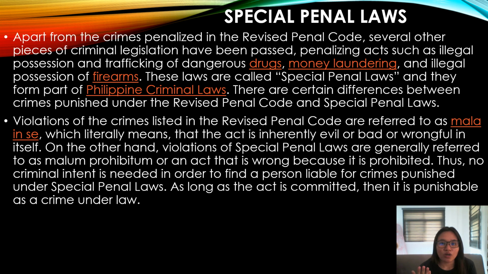So, for crimes punished under special laws, as long as the act is committed, then it is punishable as a crime under law. Ayan po yung pagkakaiba ng Revised Penal Code na tinatawag natin and the so-called special penal laws. Mala in se, Revised Penal Code. Mala prohibitum is special penal laws. Ang mga nasa special penal laws na crime is illegal possession and trafficking of dangerous drugs, money laundering, illegal possession of firearms. Okay? In Revised Penal Code, yan yung nakita nyo dun sa Criminal Book 2. Okay? Yan yung mga pwedeng or mga crime na nandoon.